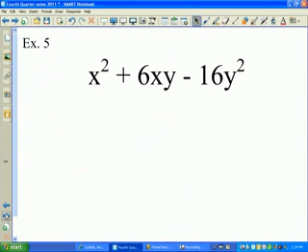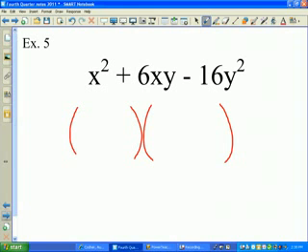So for example 5, and this is my last example that I did in class. I have x squared plus 6xy minus 16y squared. I don't have equal signs, so that means I am not solving, but I am factoring. So my GCF, again, is 1. And my leading coefficient, so I have x squared, but I'll also have a y squared. But I can still factor this out.